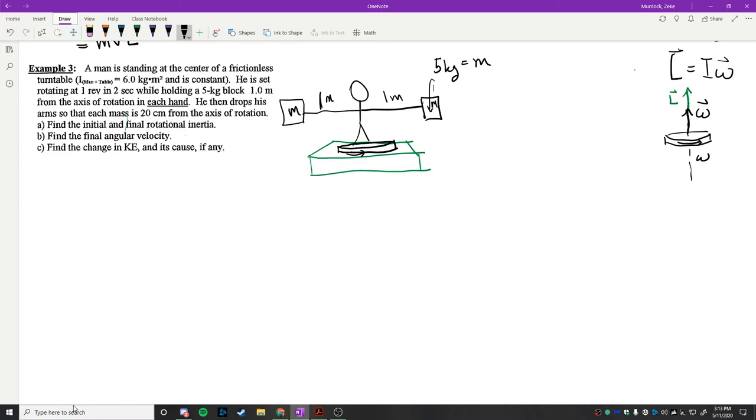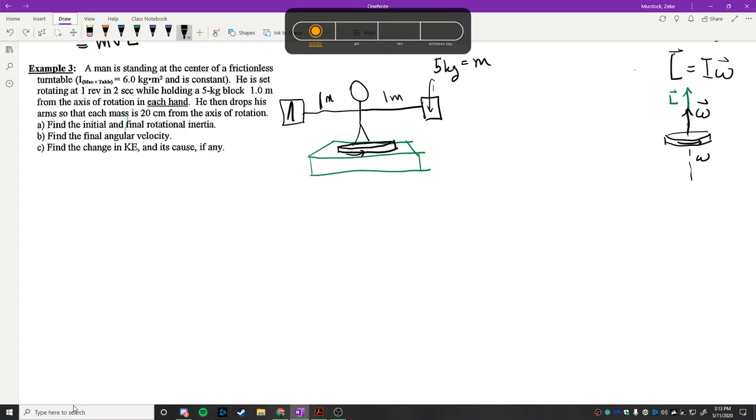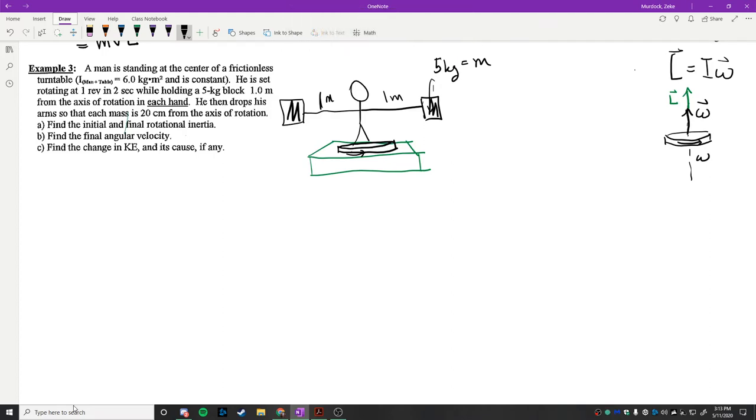The 1 m and the mass, that's weird. Maybe we just call the mass capital M, just so that it distinguishes itself from the little m for meters. Okay, we also know that the moment of inertia of man plus table is 6 kilogram meters squared.